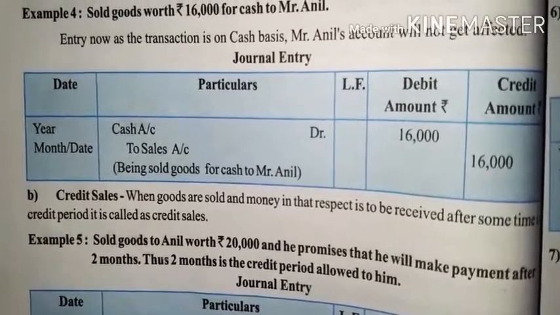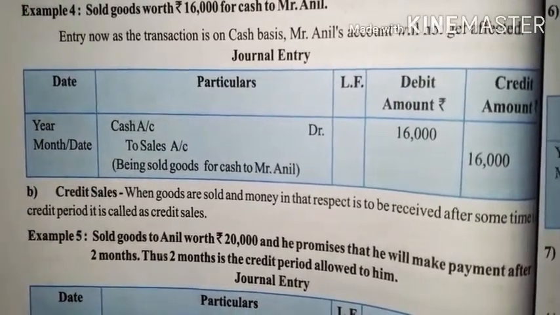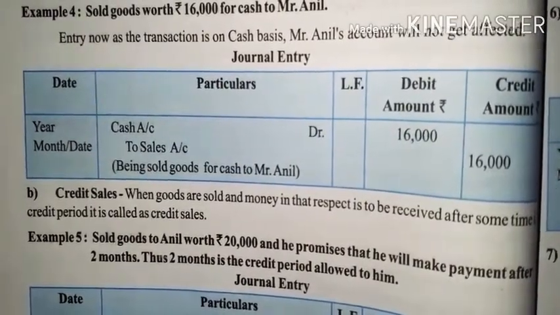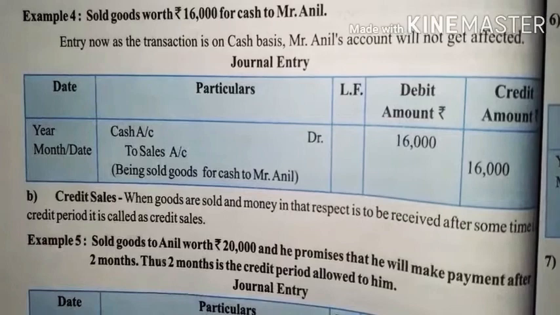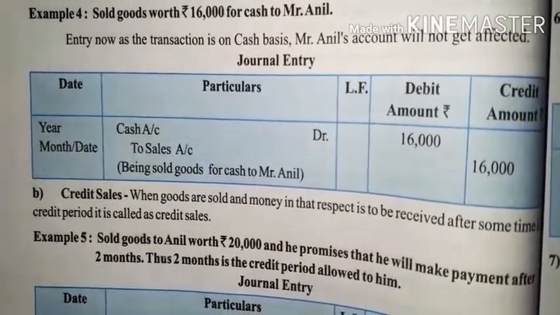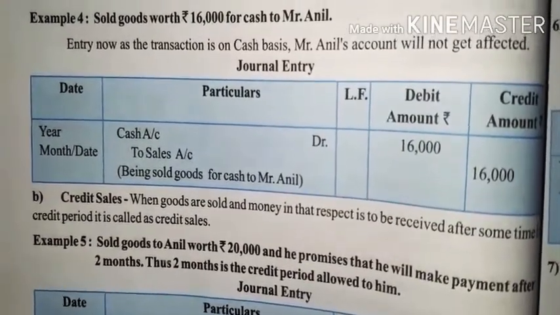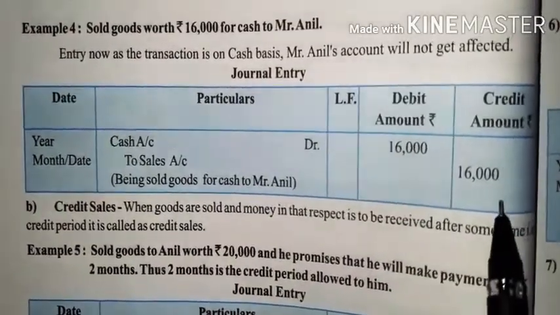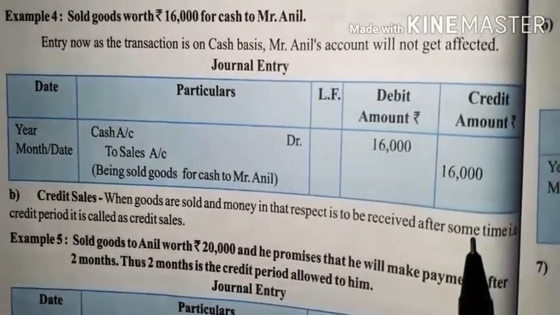Now sales account is a nominal account. Now what is the rule for nominal account? Debit all expenses and losses, credit all incomes and gains. Now sales is our income, that is why we are going to give it a credit effect. So to sales account, credit effect, and in the credit column you have to write down the amount.